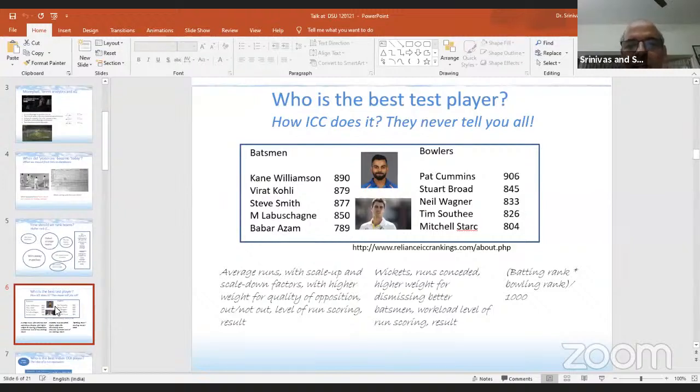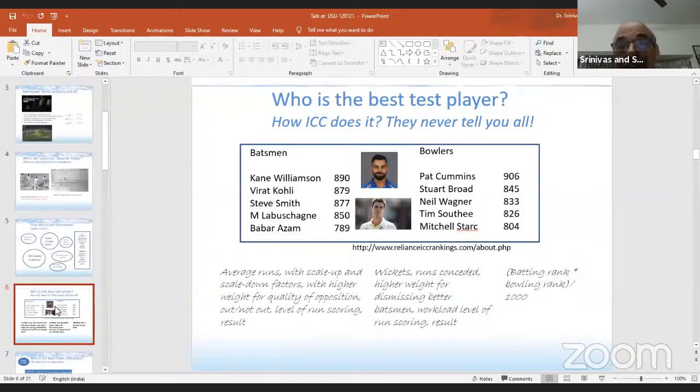How did you get 890? What were the factors? What I talked about in the previous slide, a little bit of that is done, but they will not tell you the formula. You go and ask ICC, of course ICC will never reply. Ask anyone, how do you compute this? Nobody tells you. Why? It's not so complicated. Finally, it's only weighted averages. It's simple data analysis, a trivial model, if you like. But why don't they tell you? Because they make money by not telling you.